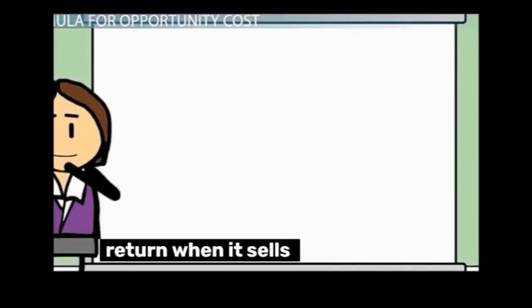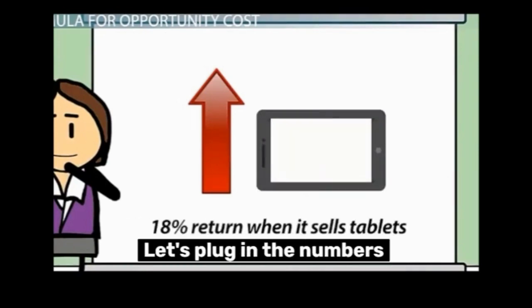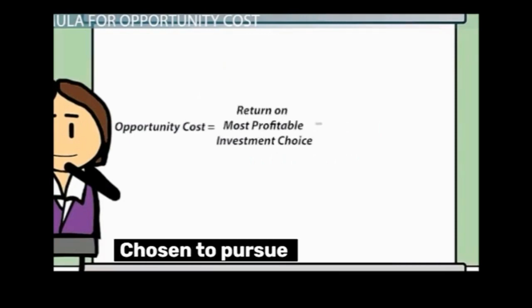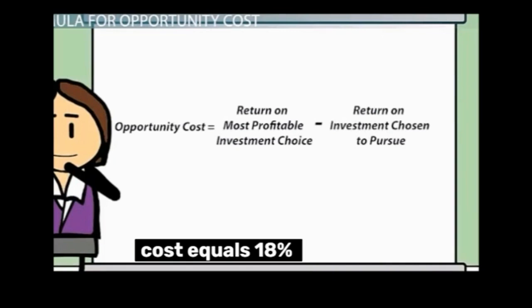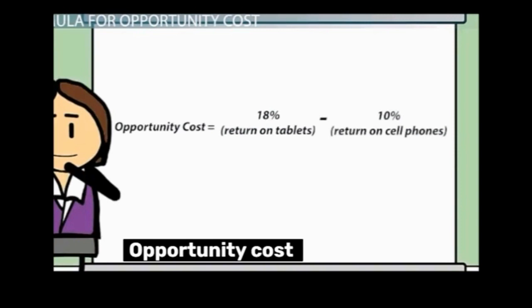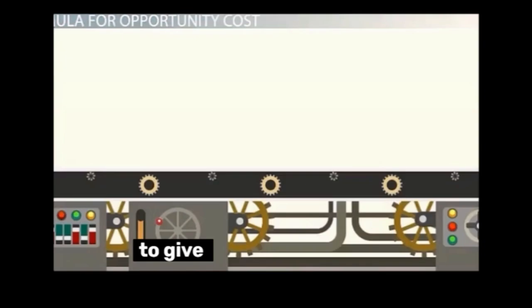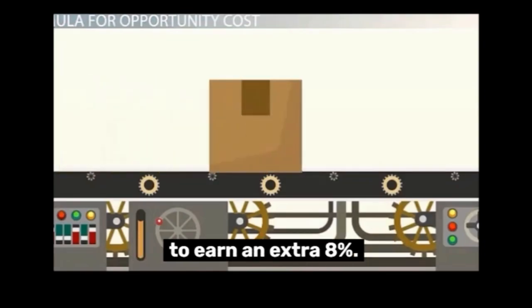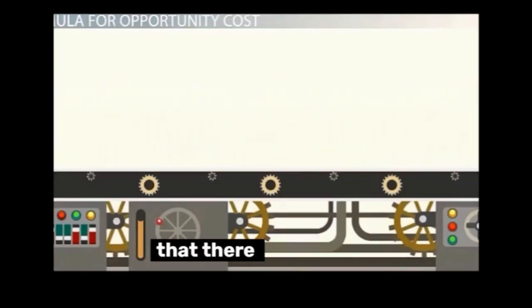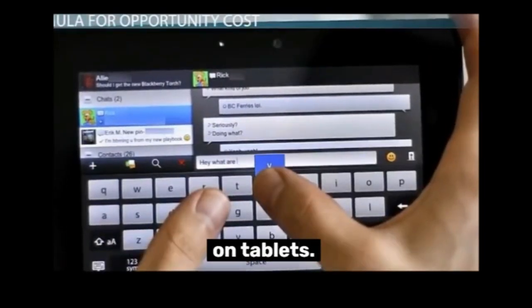Lilith's company has a 10% return when it sells smartphones, but an 18% return when it sells tablets. Let's plug in the numbers and see what happens. Opportunity cost equals return on most profitable investment choice minus return on investment chosen to pursue. Opportunity cost equals 18% return on tablets minus 10% return on cell phones. Opportunity cost equals 8%. If Lilith orders the production of smartphones, she'll have to give up the opportunity to earn an extra 8%. Of course, we are assuming that there is sufficient demand for tablets to expend all Lilith's production capacity on tablets.